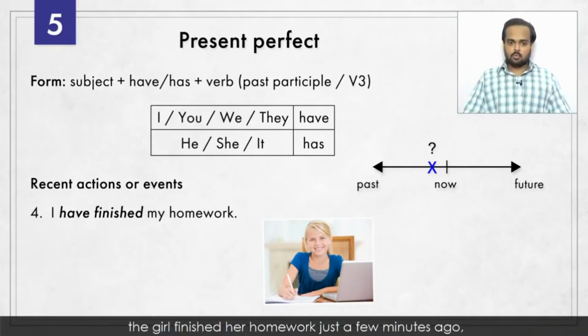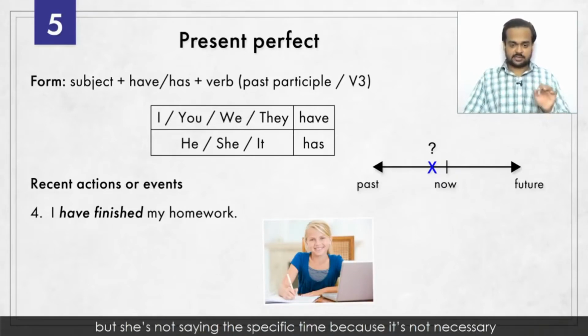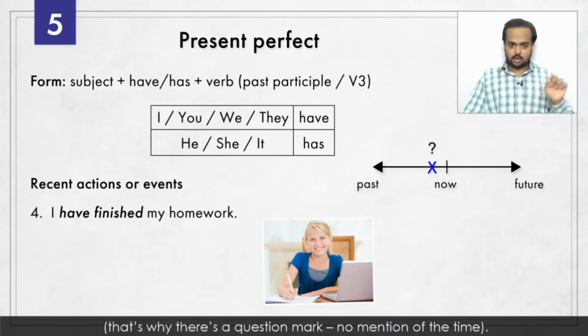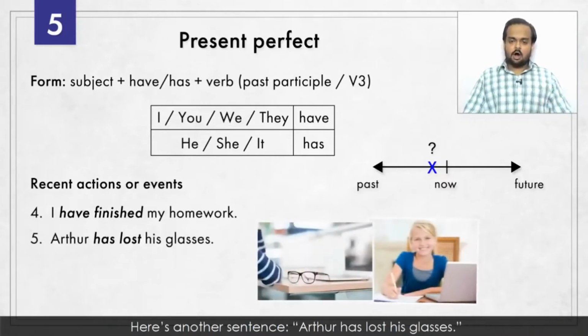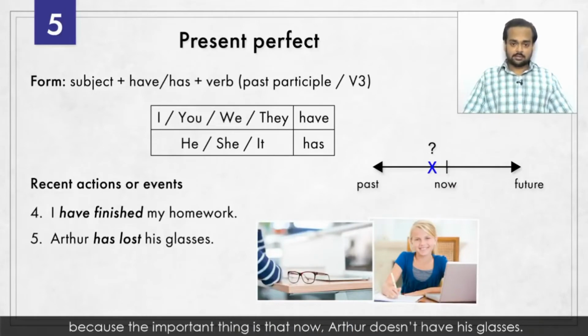The girl finished her homework just a few minutes ago, but she's not saying the specific time because it's not necessary. That's why there's a question mark. No mention of the time. Here's another sentence. Arthur has lost his glasses. We don't say when because the important thing is that now Arthur does not have his glasses.